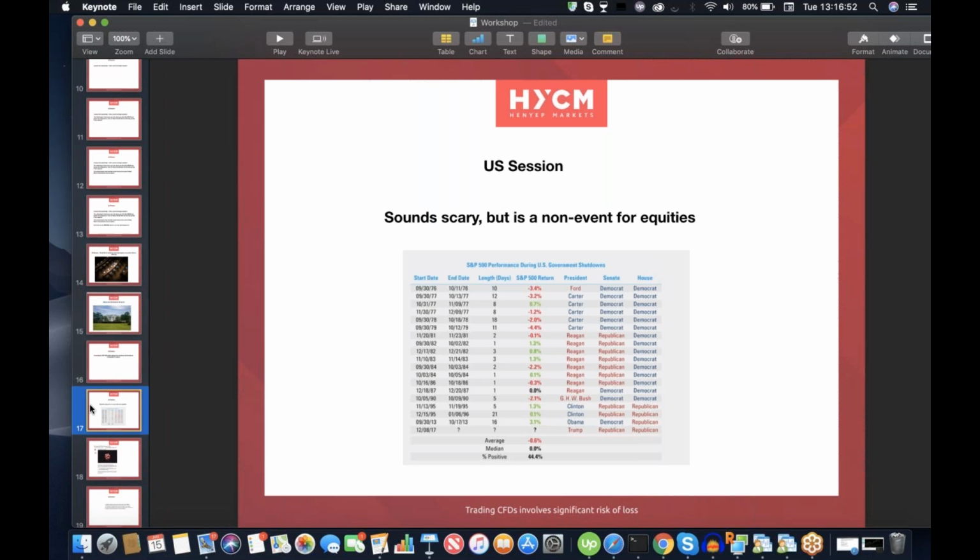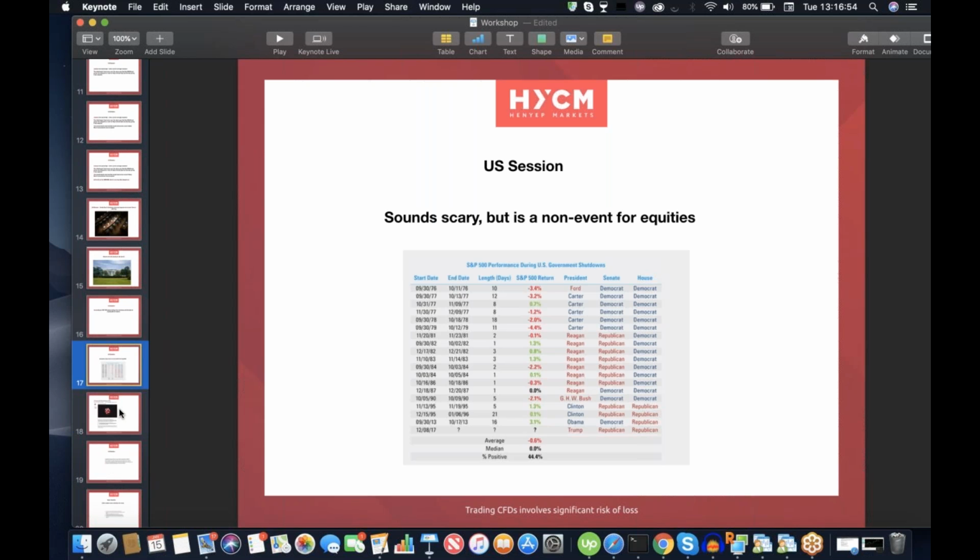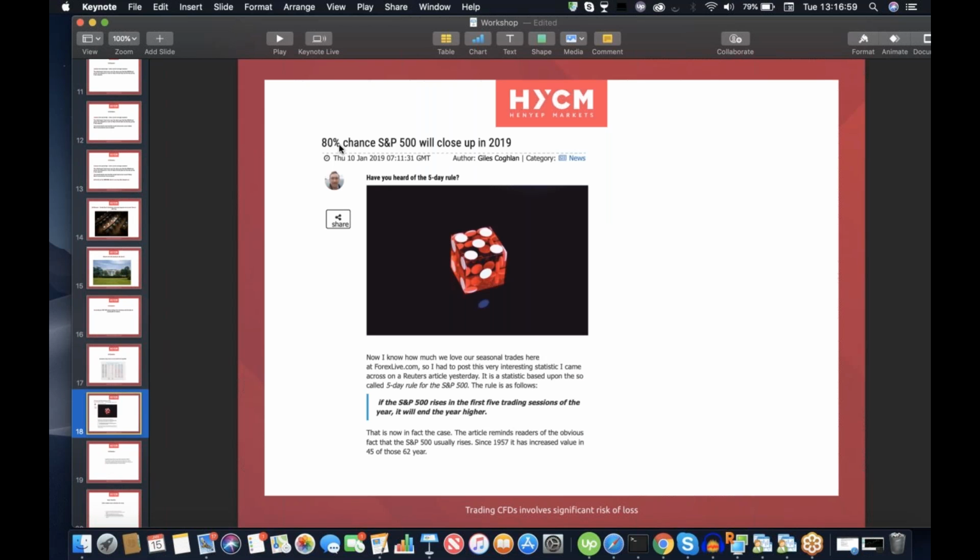And for any equity traders, I just came across some very interesting information. It's that there's an 80% chance that the Standard & Poor's 500 will close up in 2019. Now, this isn't for short-term trading. This is for medium to longer-term trading of US indices. But it's really worth seeing something called the 5-day rule. The 5-day rule is that if the S&P 500 rises in the first 5 trading sessions of the year, it will end the year higher. So that has in fact now happened.